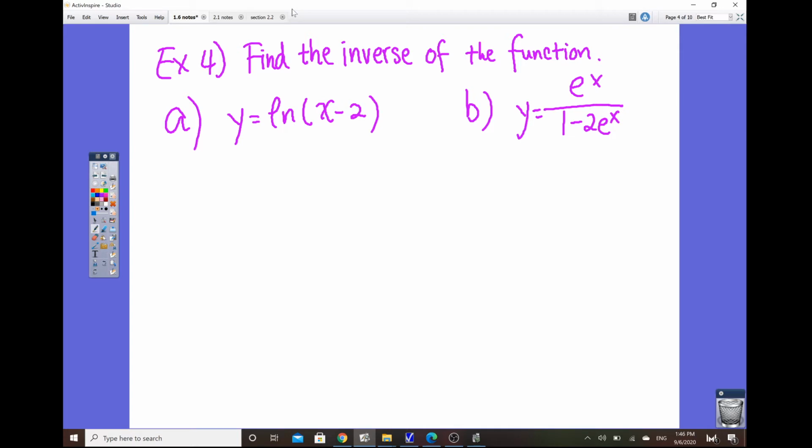Now, what's the general way to find the inverse? Anytime you want to find the inverse, there are two things you need to do. First, you want to switch the x and y variables. Let me just rewrite it. So switch x and y. After you switch x and y, you want to solve for y in terms of x.